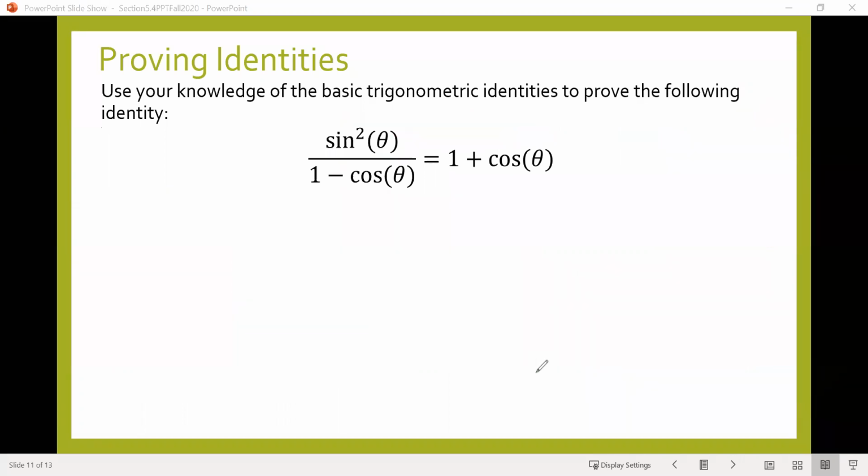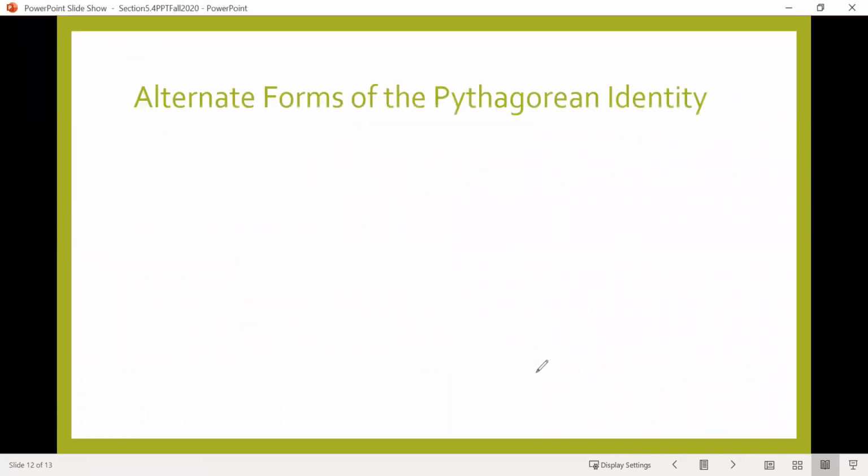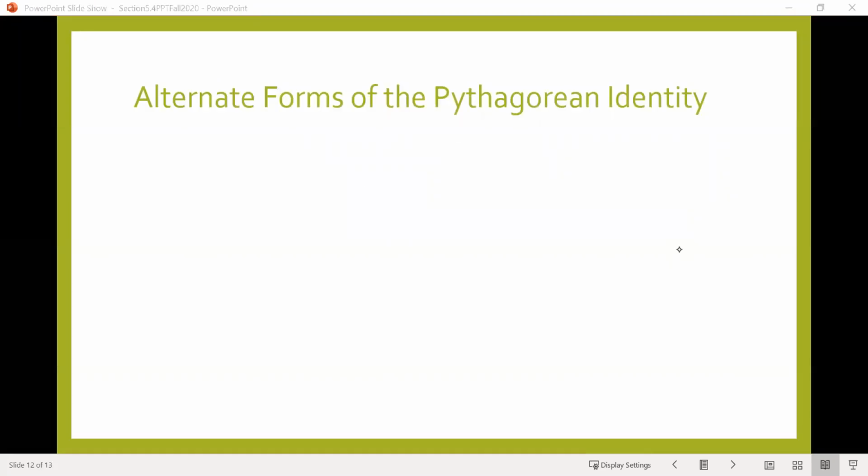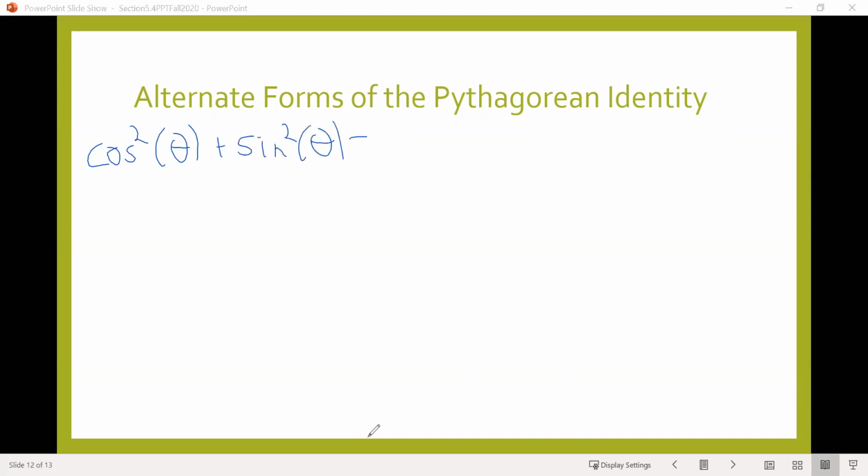Okay, one more thing from this section. We'll talk a little bit more about the Pythagorean identity. So again, we'll go back to our cosine squared of theta plus sine squared of theta equals 1. And look at some other ways to write this.